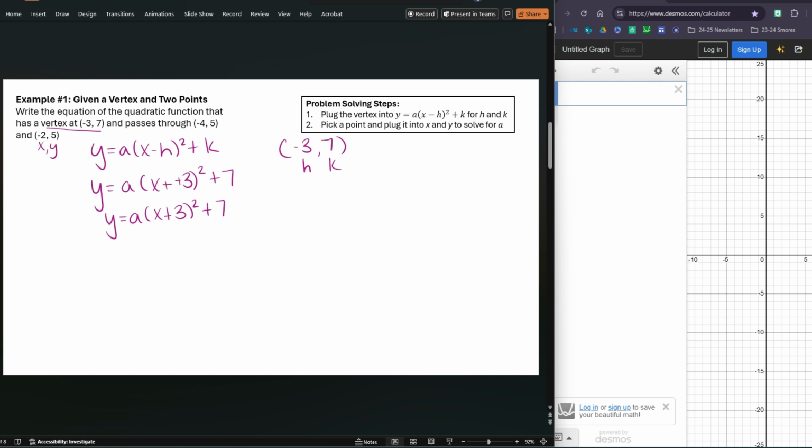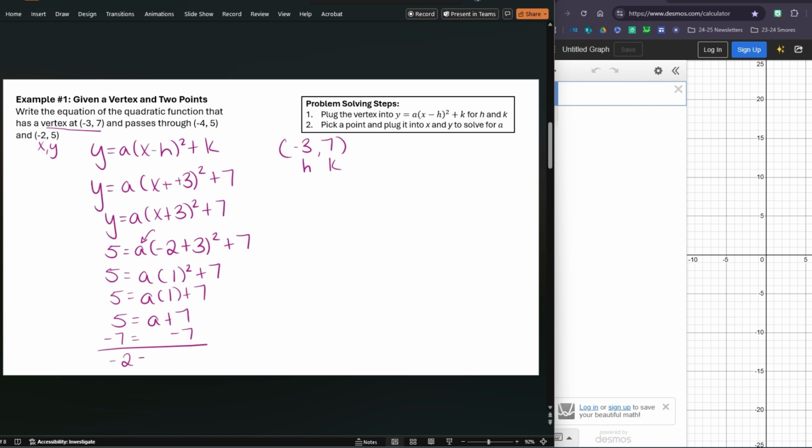So what I'm going to do now is plug those into my equation. So I have 5 equals a times (-2 plus 3) squared plus 7. Now you can see here I have an equation with just one variable. My variable is a, so I can solve this equation to figure out the value of a. So I'm going to simplify this. I have 5 equals a times (-2 plus 3, which is just 1) squared plus 7. So that's 5 equals a times 1 plus 7. Well, a times 1 is just a. So that's telling me that 5 equals a plus 7. I can solve this equation now by subtracting 7 from both sides. So that tells me that -2 equals a.